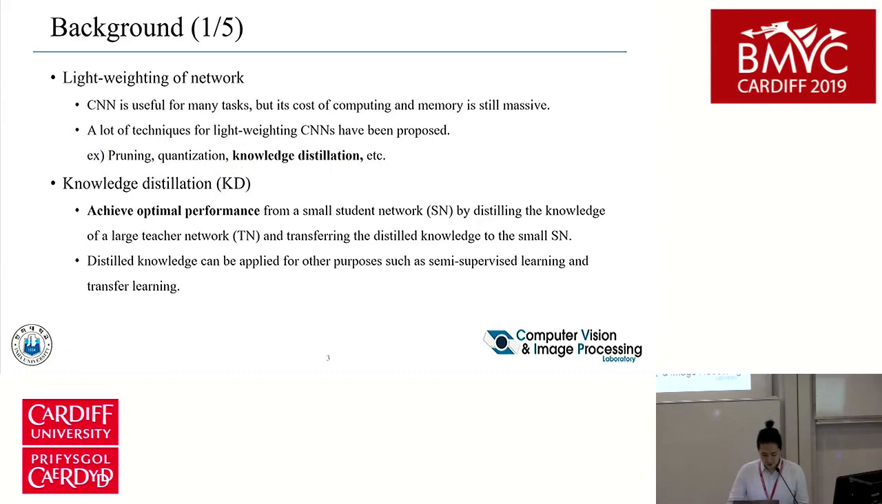Knowledge distillation's purpose is to achieve optimal performance from a small student network by distilling and transferring a large network's knowledge. Actually, distilled knowledge can be applied to not only lightweighting, but various purposes such as semi-supervised learning and transfer learning. So we think that it's more useful than other lightweighting schemes.